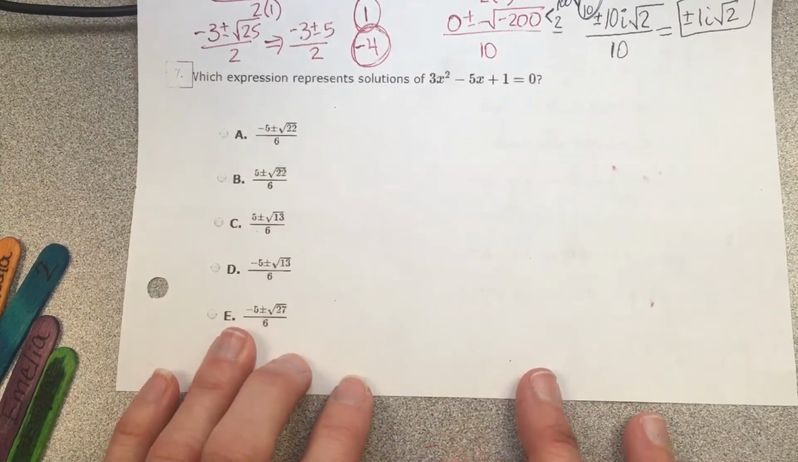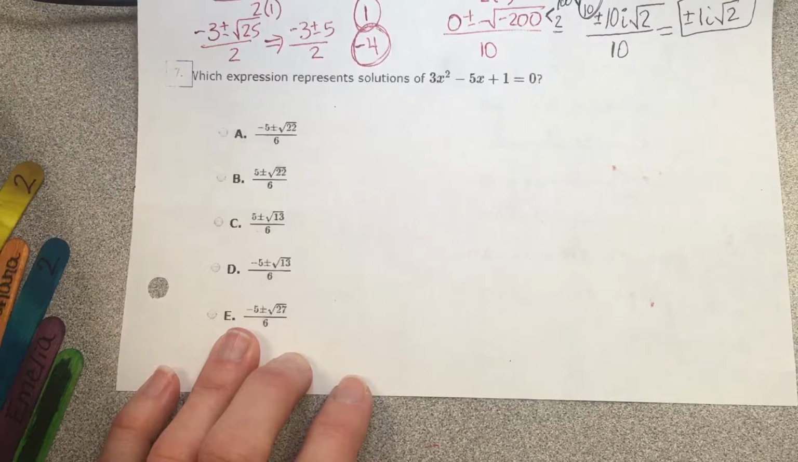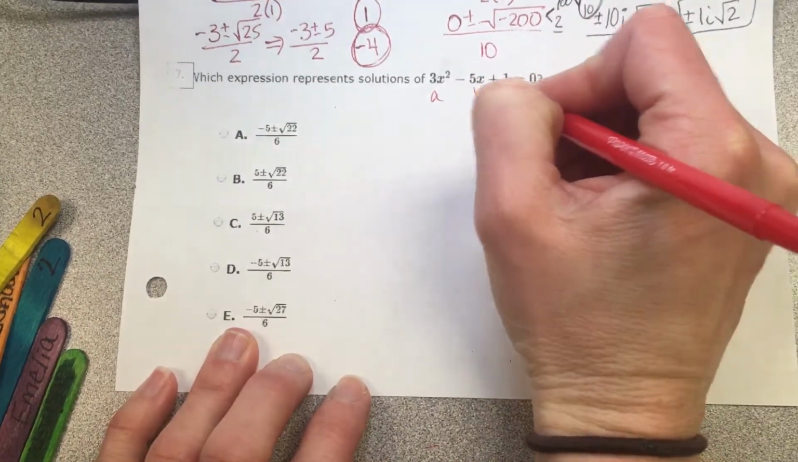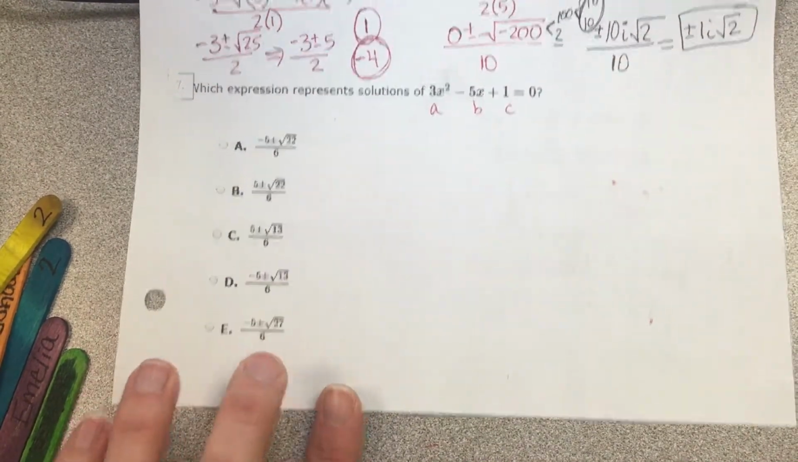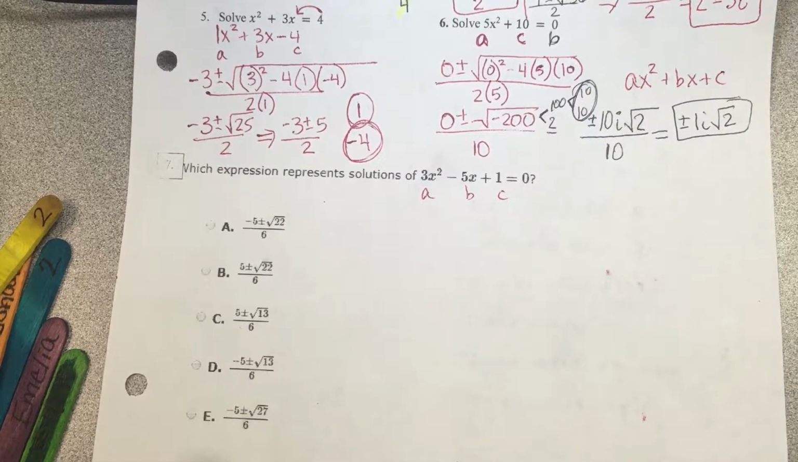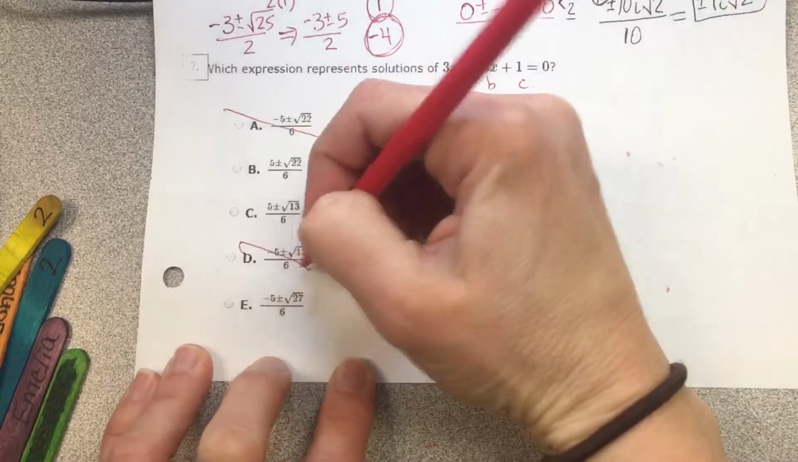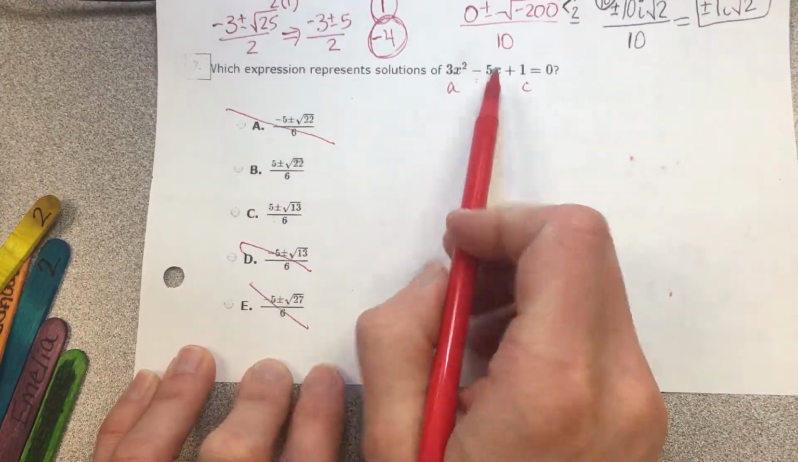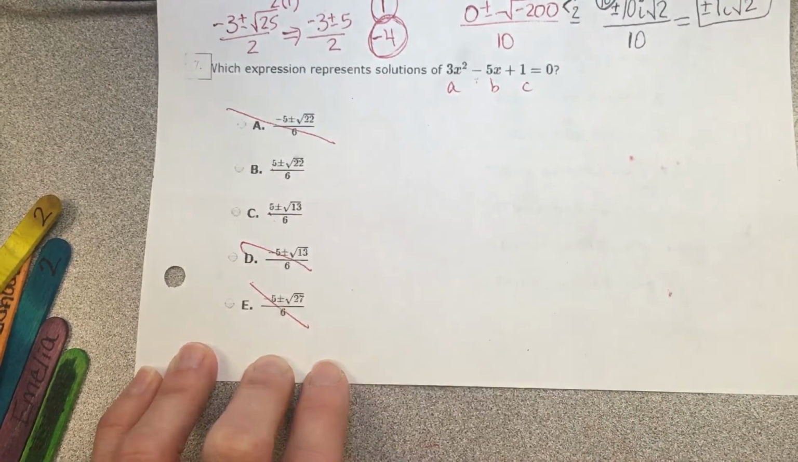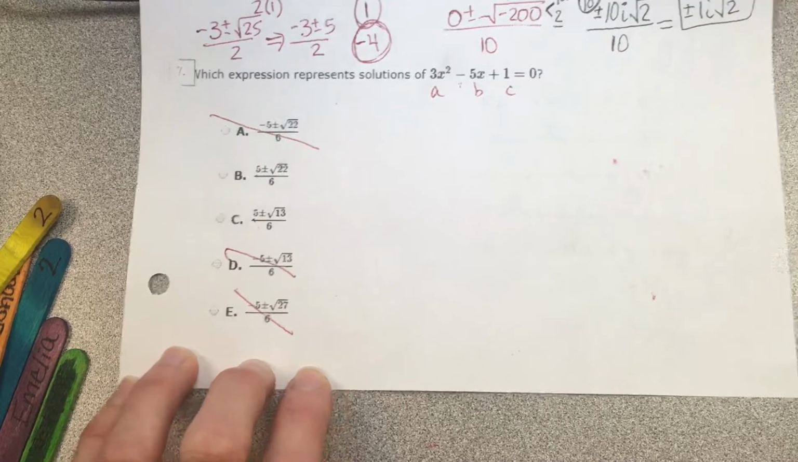All right, let's see what it looks like in a multiple choice question. So I have A, B, and C. How does the formula start? Opposite of B. What is my B right now? -5. So it's going to change to +5. So I can go ahead and mark out some answers. I can mark out A, D, and E because -5 has to change to +5. Okay? So I know that.